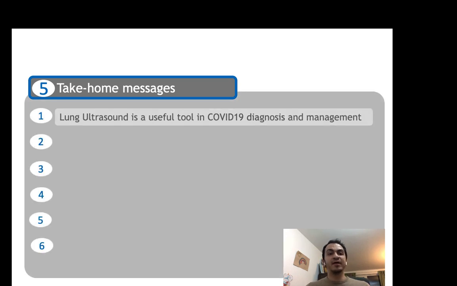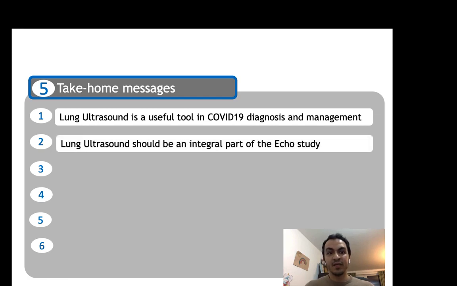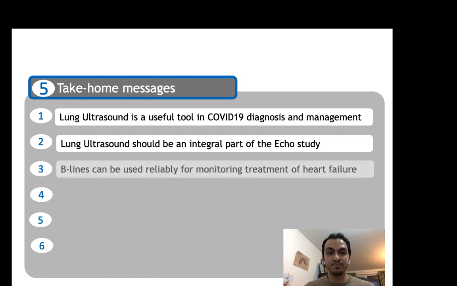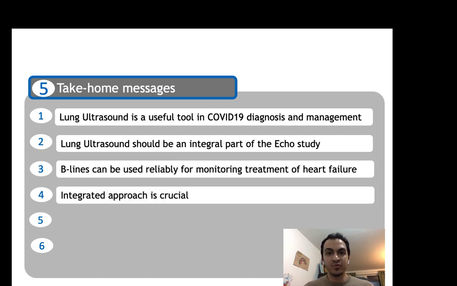So I will finish by take-home messages. As we just saw together, lung ultrasound is a useful tool in COVID-19 diagnosis and management. It should be an integral part of our daily ultrasound and echo study in acute settings, whether in intensive care, emergency, cardiology. B-lines can be used reliably for monitoring treatment of heart failure patients. I would always call for an integrated approach when we assess and manage our patients.